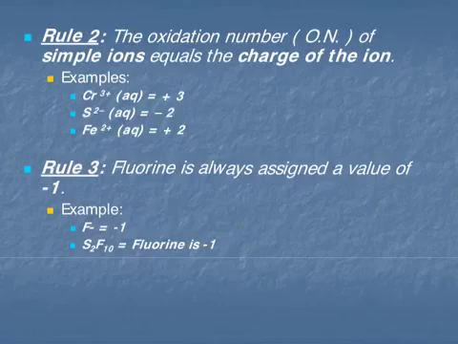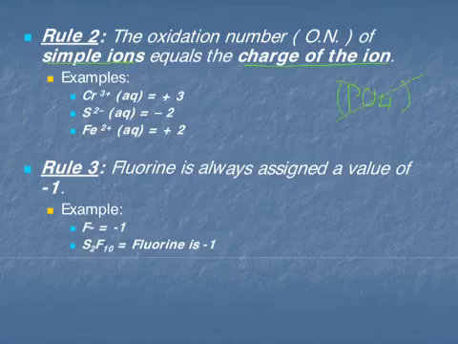Our second rule is very similar to our first rule, and our second rule states that the oxidation number of simple ions is just equal to the charge of the ion. So here, remember, simple ions are ions with 1 atom only. The other type of ions are polyatomic ions such as phosphate. So this rule does not apply towards phosphate.